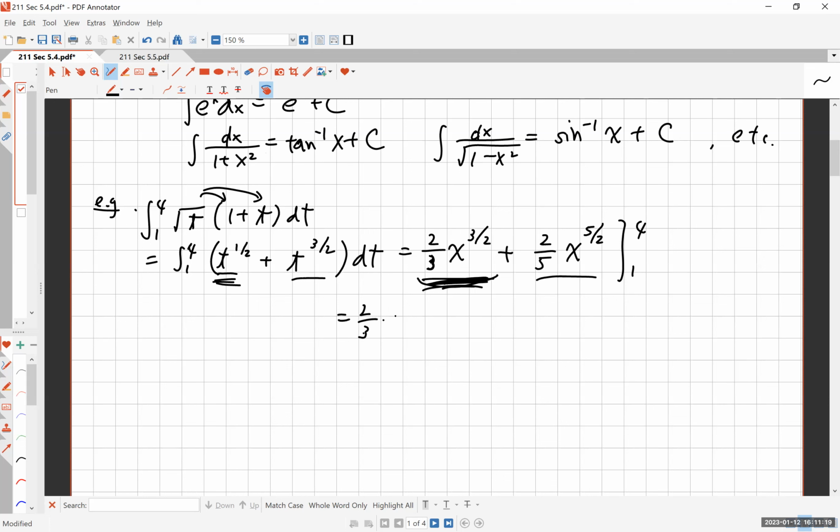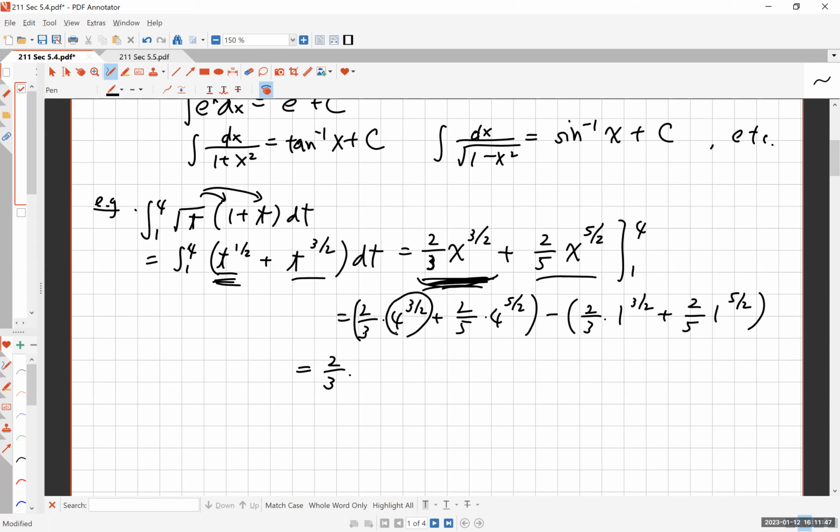That's 2/3 times 4 to the 3/2 plus 2/5 times 4 to the 5/2. So that's the first part. And then if you plug in 1, you get 2/3 times 1 to the 3/2 plus 2/5 times 1 to the 5/2. Okay. So what is 4 to the 3/2?